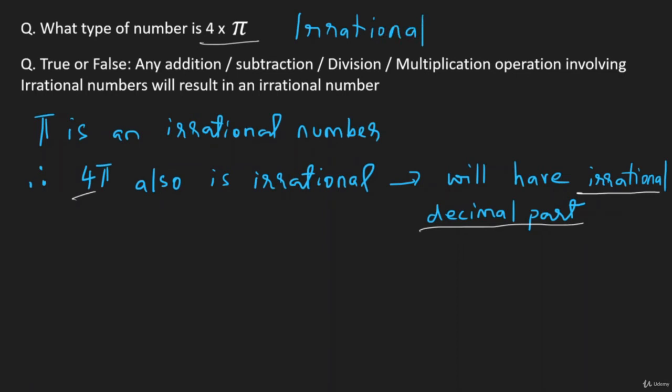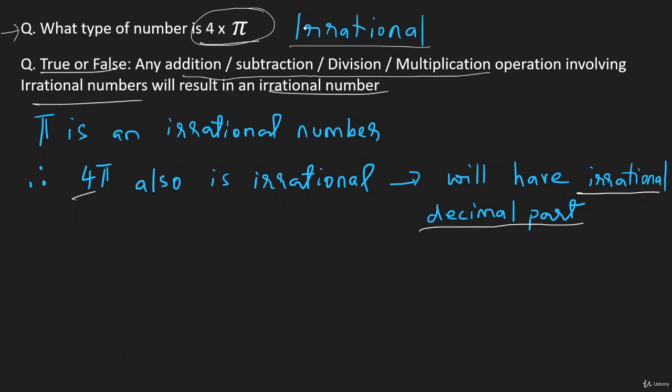Let's do the next question. It's a true or false question. The question reads, any addition, subtraction, division or multiplication operation involving irrational numbers will result in an irrational number. So in the first question we have seen that we had a multiplication operation, 4 into pi, and we got the answer as irrational. Now the second statement is a true or false question, and it's generalizing that any addition, subtraction, division or multiplication operation involving an irrational number will give an irrational number. Pause the video, give it a try, and then let's do it together.